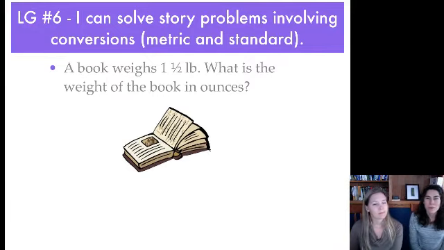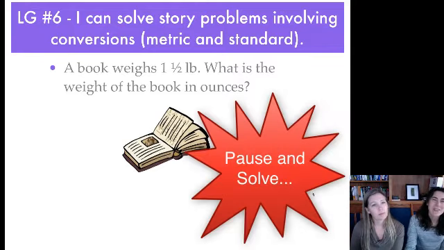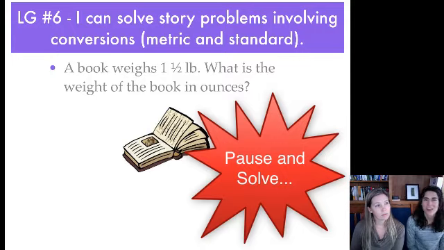All right, so we just wanted you to be familiar also that you can solve story problems converting standard measurement too. So here we have a book that weighs 1.5 pounds, but what if you wanted to measure that weight in ounces? What would you do? Is this one a pause? Yes. Okay, so think back to how many ounces are in a pound. Try to solve for that. Show your work, and we'll go over that in just a minute.